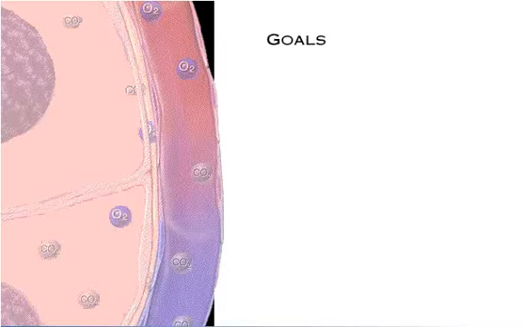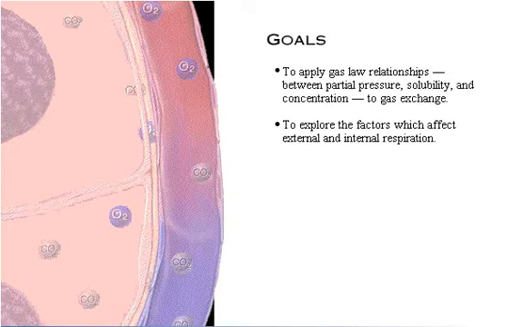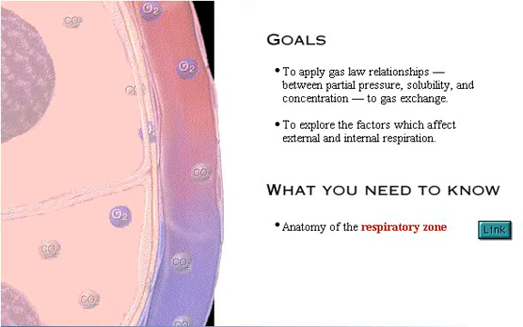Your goals for learning are to apply gas law relationships between partial pressure, solubility, and concentration to gas exchange, and to explore the factors which affect external and internal respiration. Here's what you need to know: the anatomy of the respiratory zone, the systemic and pulmonary circuits.